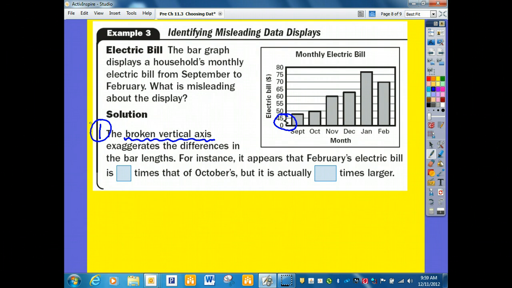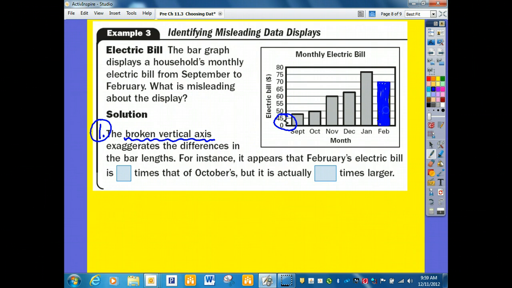What's another way that a graph could be misleading? Anything else you could think of? Well, let's finish this one out, and then we'll come back to it, because there are a couple more that you'll have to know for your test. Number one, the broken vertical axis exaggerates the differences in the bar lengths. For instance, look at February, this one right here.